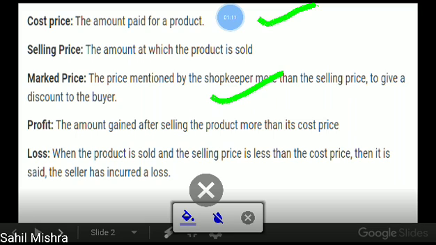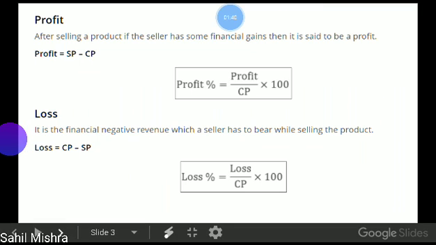What is profit? The amount gained after selling the product for more than its cost price is known as profit. And what is loss? Similarly, when the product is sold and the selling price is less than the cost price, then it is said the seller has incurred a loss. For example, the seller bought the product for 100 rupees and sells it at 80 rupees. In that case he has to face a loss of 20 rupees. As we have already discussed, after selling a product, if the seller has some financial gain, it is said to be a profit.